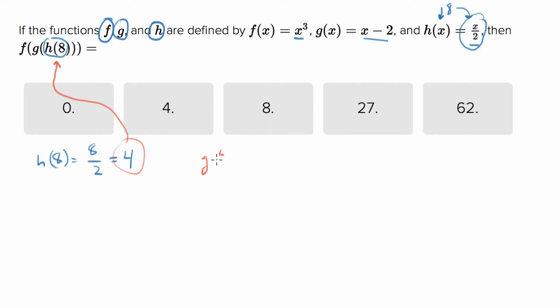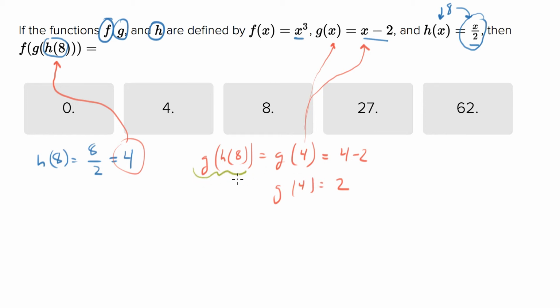Actually, in fact, I'll show you all the steps. g of h of 8 equals g of 4, because we know h of 8. g of 4 we can figure out by taking that 4 and plugging it in. Right? The 4 becomes the input for g. So we're going to plug that 4 in everywhere that we have an x in g. So we get g of 4 equals 4 minus 2, so g of 4 equals 2. And now we've got g of 4.